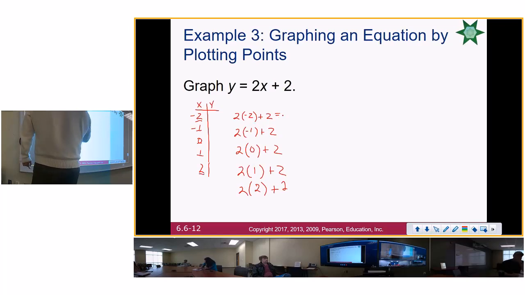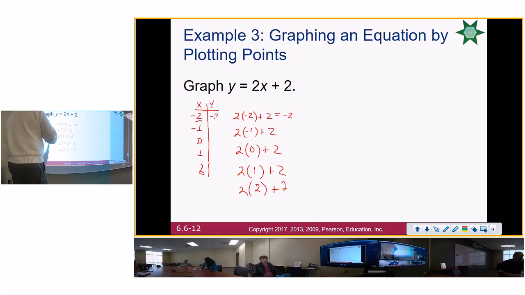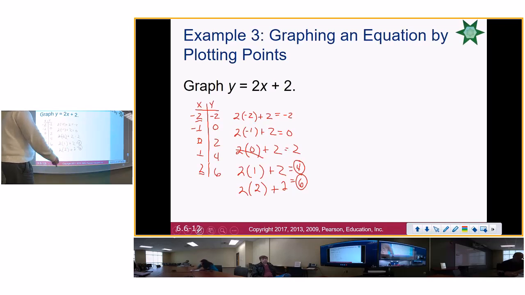-4 plus 2 is -2. -2 plus 2 is 0. 0 plus 2 is 2. And you start to see a pattern. You're adding 2. So what is this one going to be? 4, and this one's going to be what? 6. You predicted those because you see the pattern. Correct. Now you plot it.